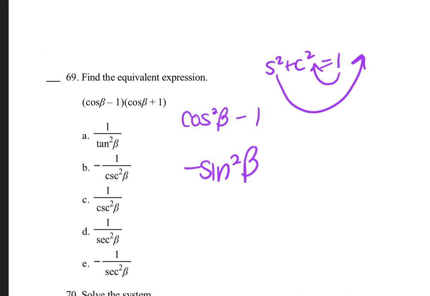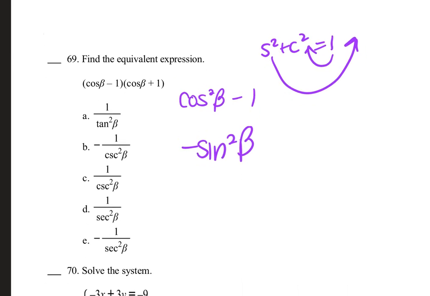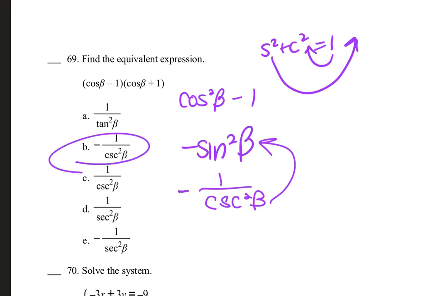Right? If I move the 1 on the side with the cosine, I have to move the sine to the other side, which makes it negative. And then I look at my answer choices, and it's still not there. But 1 over cosecant is the same thing as sine. It has to be negative, and that's answer B.